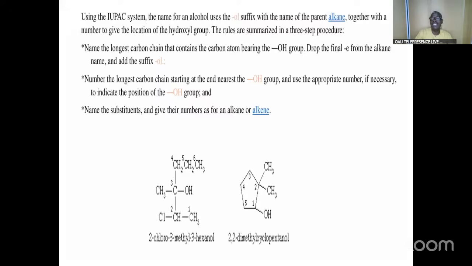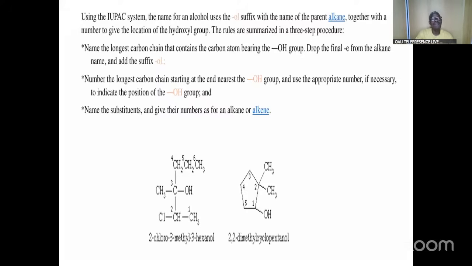Now, using the IUPAC system, the name for an alcohol uses the OL suffix with the name of the parent alkane. I've been talking about the parent alkane since the beginning. Now I want to give the rule guiding the naming of these alcohols. Using the IUPAC system, the name for an alcohol uses the OL suffix with the name of the parent alkane, together with a number to give the location of the hydroxy group. The rules are summarized in a 3-step procedure.